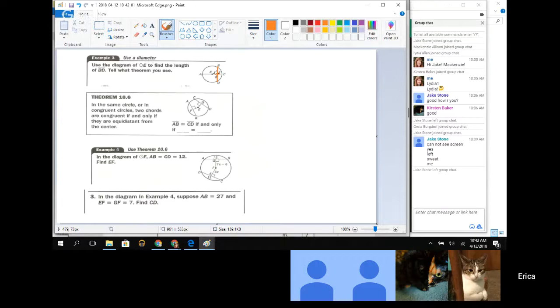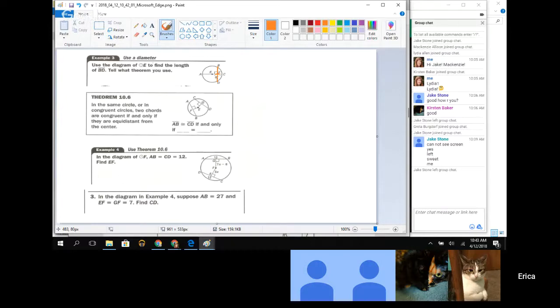So if you look, it says to figure out which theorem you're going to use. So am I going to use 10.4 or 10.5? That's probably the trickiest part. I'm actually going to use 10.5 for this one.